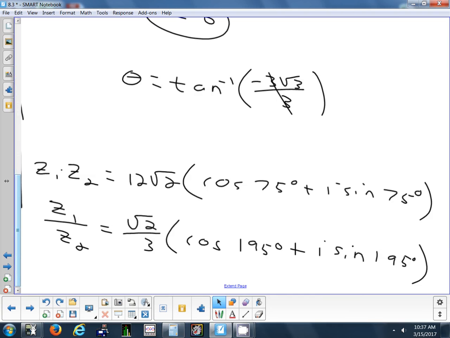Okay, so that's writing complex numbers in trig form. And the nice thing about it is everything in the section is connected. The graphing, the absolute value, you have to do both of those when you write a number in trig form.